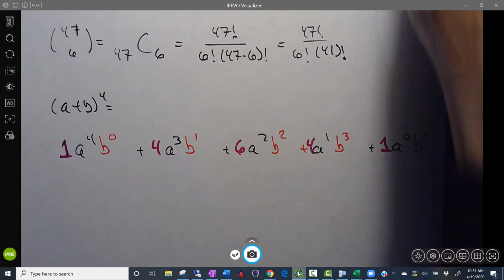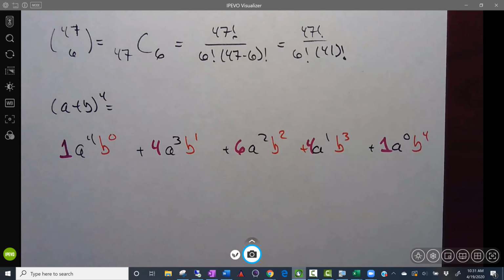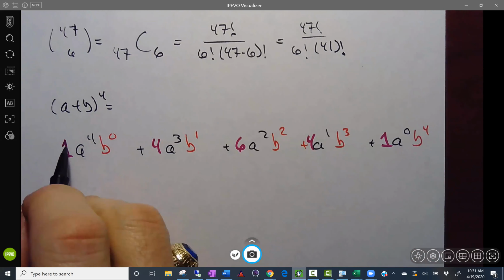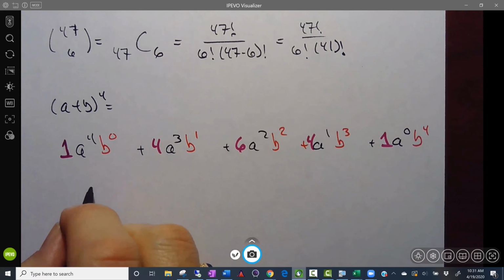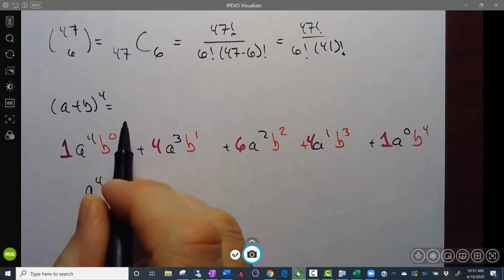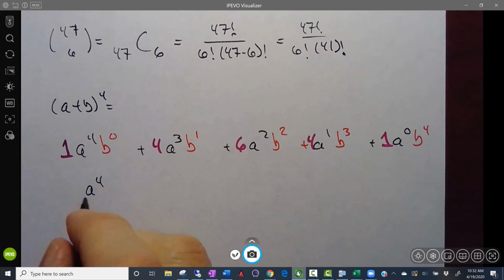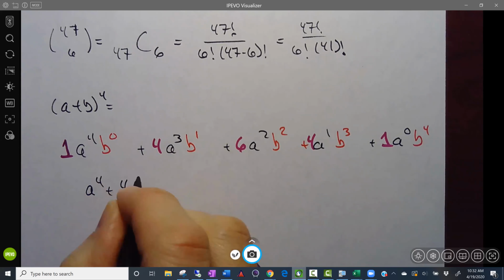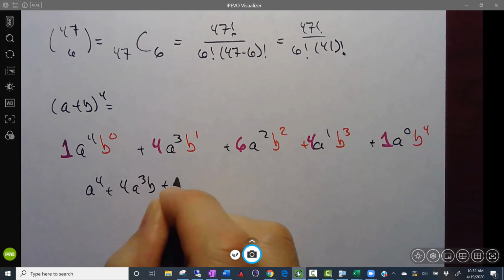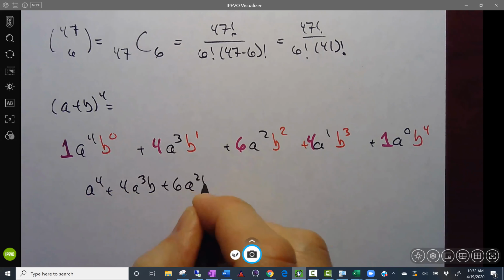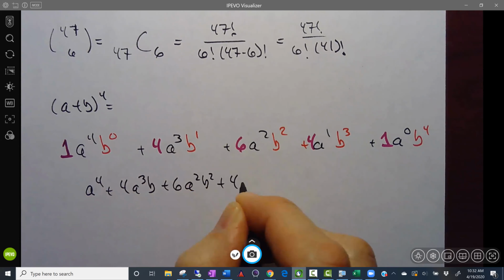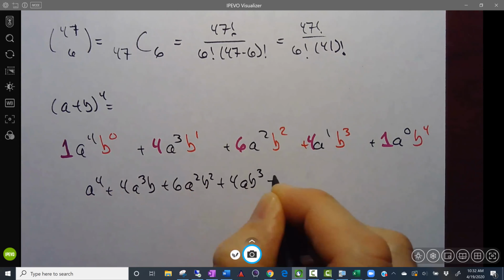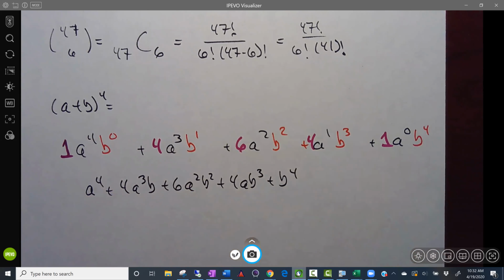Last but not least, let's clean this up. So to clean that up, you don't really need to write the 1, so it's just going to be a to the 4th. B to the 0 is 1. Plus 4a cubed b plus 6a squared b squared plus 4ab cubed plus b to the 4th.